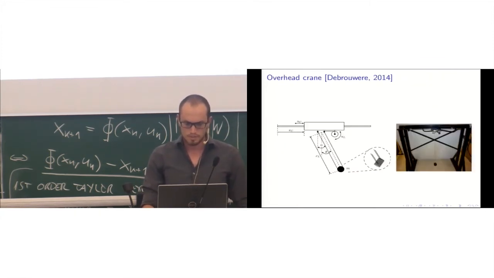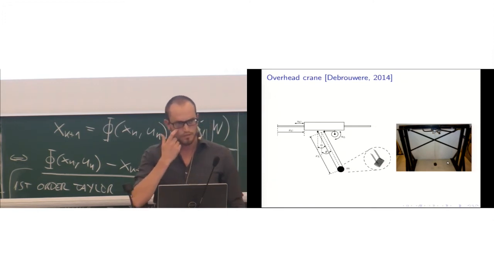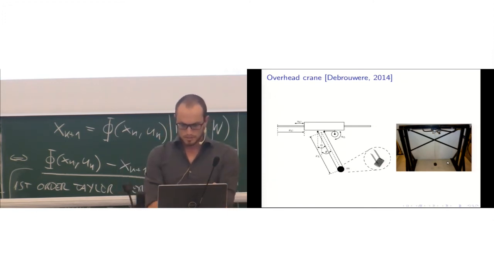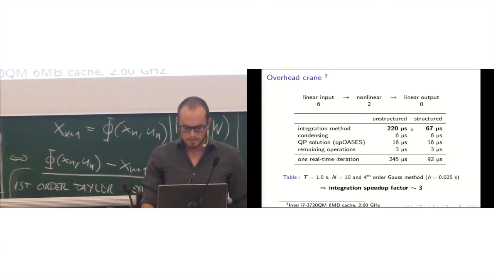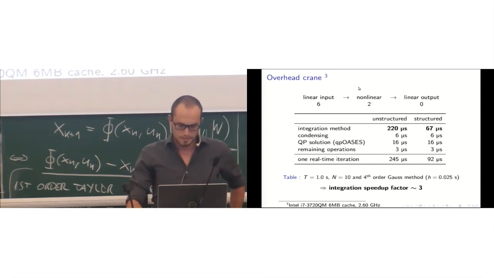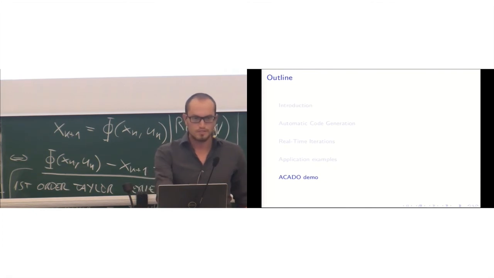And a last example is the crane, which I think was also in the introduction lecture on Monday, where I mainly wanted to show the structure. We had 8 states, but 6 of them were linear input states. That's where the idea came from, actually exploiting the structure, such that if you check the integration time, I think it's a speed up factor of 3 in this case. But we had more challenging models where the speed up factor becomes even bigger, because this is still a state space of 8 and not too big. If there are no further questions, I will proceed with the live demo.